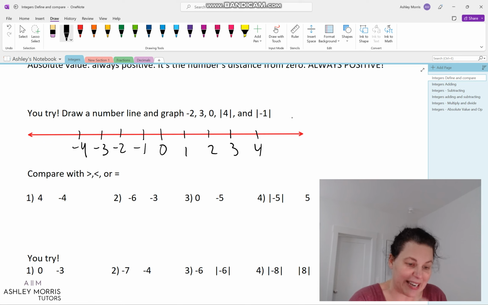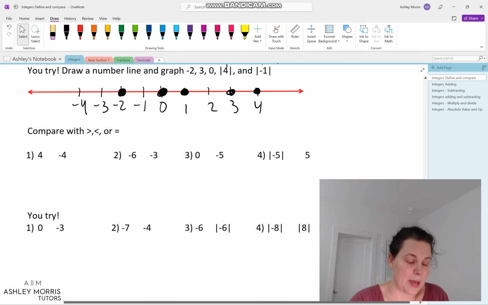So let's see. We've got -2. It's going to go here. 3 is here. 0 is here. Now when we get into the absolute values, be careful with those. I try not to do them in my head, especially when I'm first learning. The absolute value of 4 is just 4, always positive. The absolute value of -1 is 1. So I'm going to write down my work before I start graphing it. And the last thing we're going to do is compare which one's bigger.